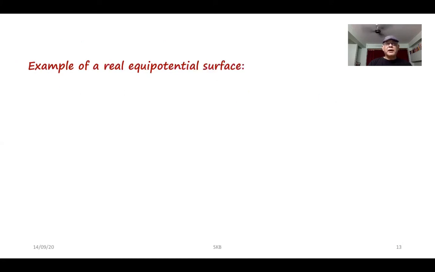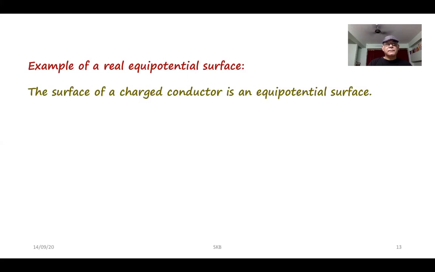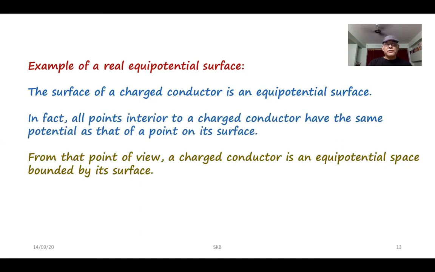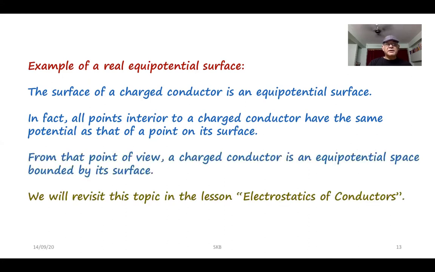Example of a real equipotential surface. The surface of a charged conductor is an equipotential surface. In fact, all points interior to a charged conductor have the same potential as that of a point on its surface. From that point of view, a charged conductor is an equipotential space bounded by its surface. We'll revisit this topic in the lesson Electrostatics of Conductors.